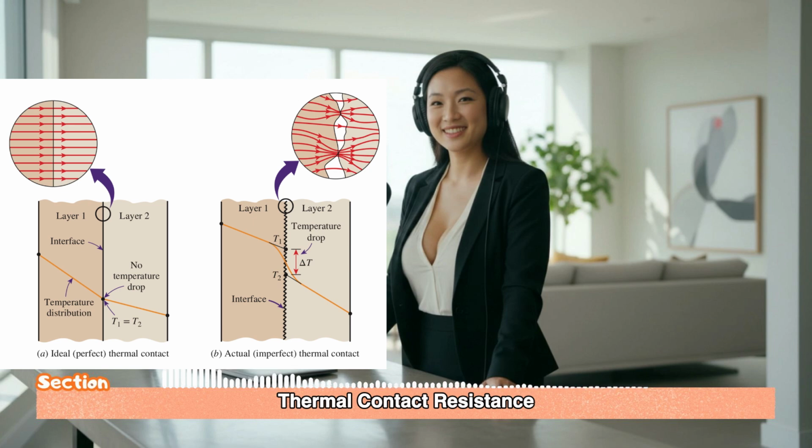And we just established that air is a terrible conductor. Exactly. These tiny unintended air gaps act as highly localized insulation. They create a substantial and very unwanted interface resistance, which we call thermal contact resistance, or RC. And this resistance causes a measurable temperature drop right at the boundary. A very detrimental temperature drop, often.